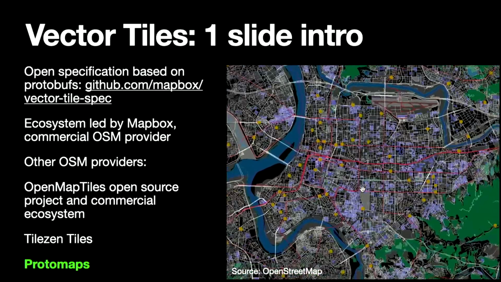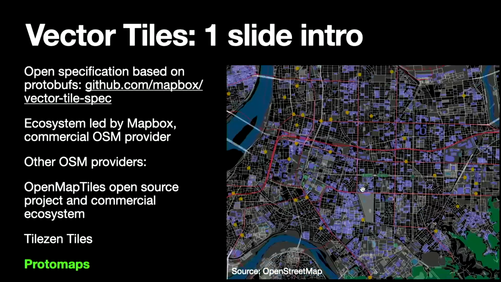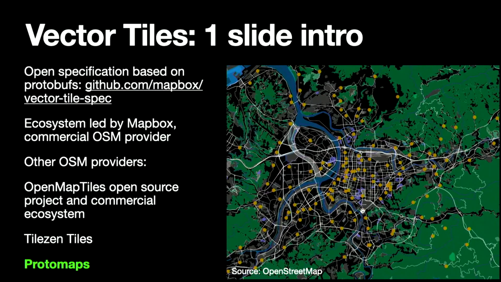Vector tiles, one slide intro. You send only the data instead of an image in that tiled format. It's an open spec based on protocol buffers. And the ecosystem is largely made by a company called Mapbox. They have a lot of really great open source tooling around vector tiles. There's other OSM providers. There's the ecosystem around a project called OpenMapTiles, one called Tilezen, and also Protomaps, which is the project I'm working on now.